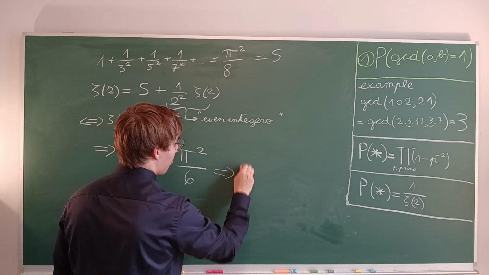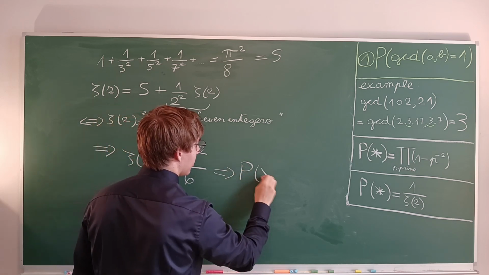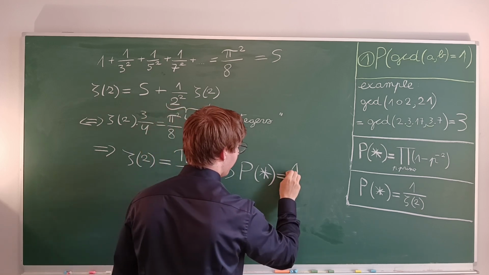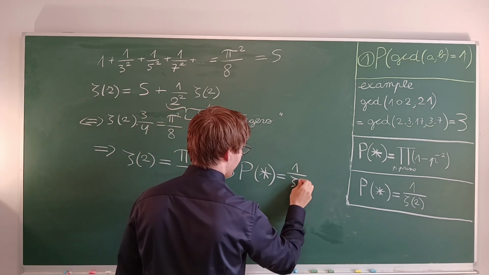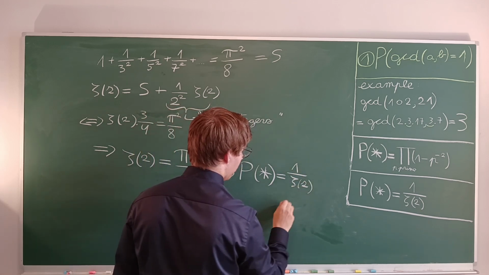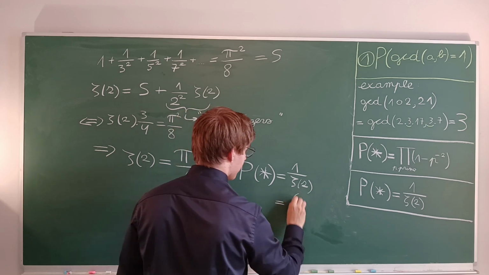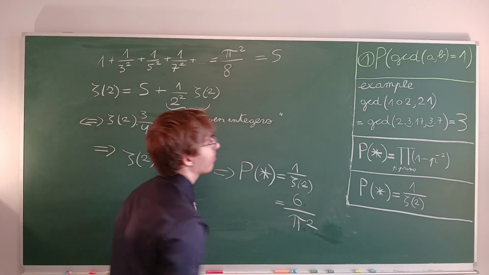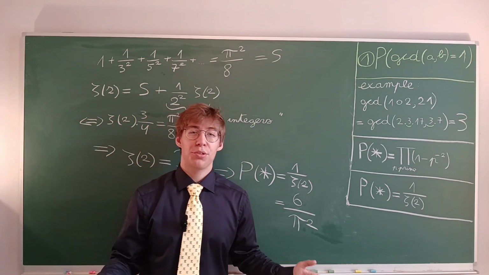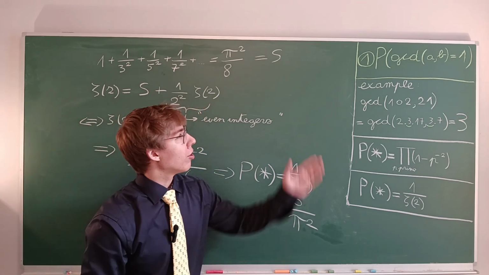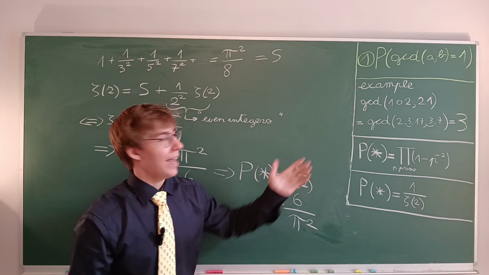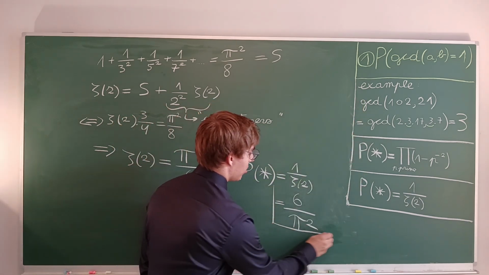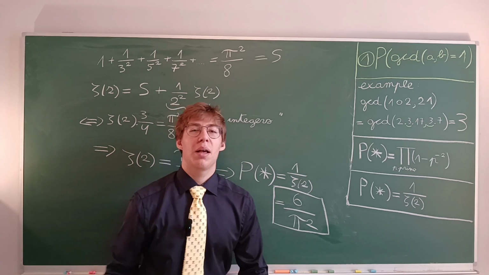Which means that our probability P star is 1 over zeta of 2, which is 6 over pi squared. So the probability that two random natural numbers are coprime, which means they have GCD 1, is exactly equal to 6 divided by pi squared.